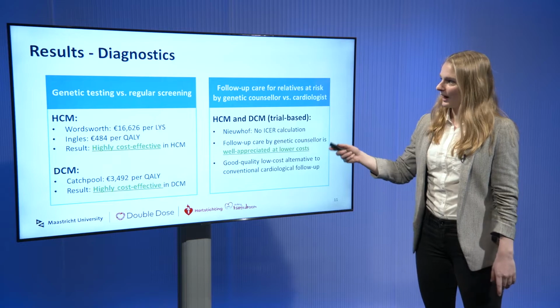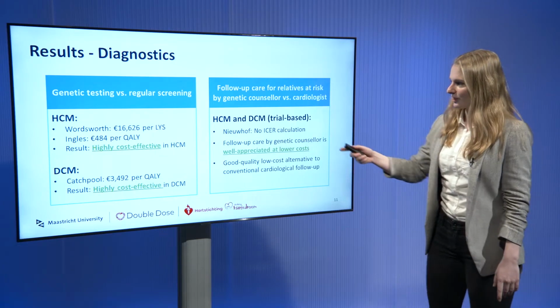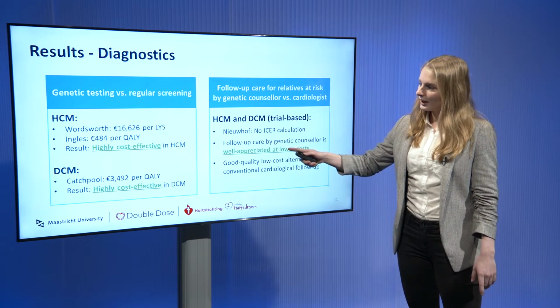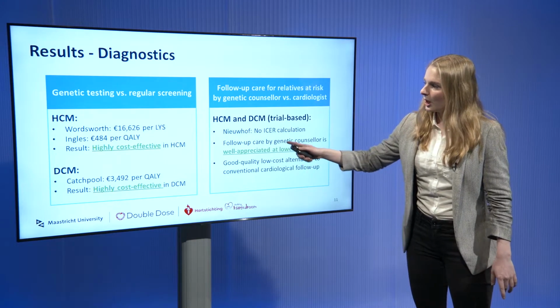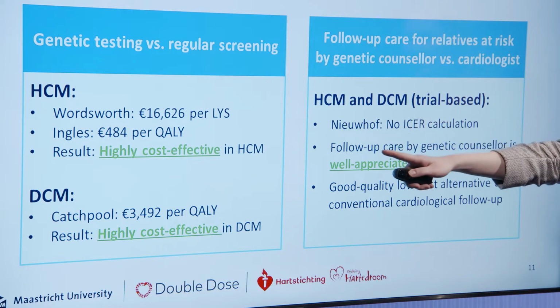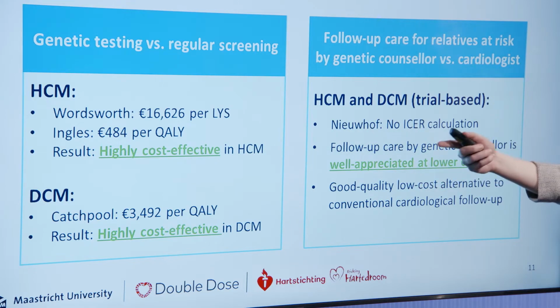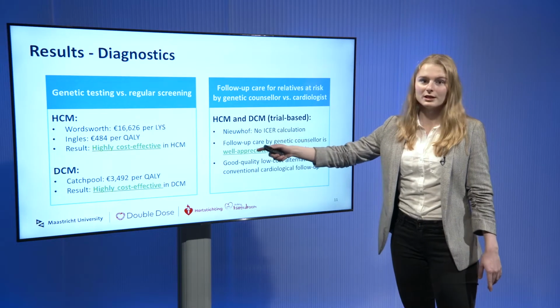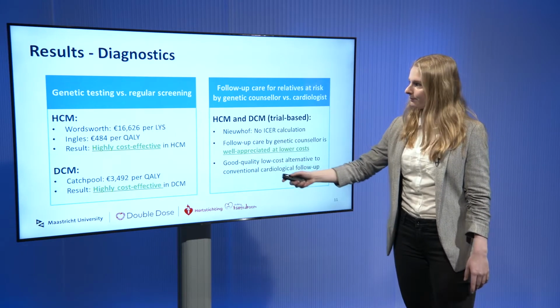And let's start with the diagnostics. So there were studies about genetic testing versus regular screening, and here we saw that the results, so the ICER, was far below the willingness to pay threshold. So here the result is that genetic testing is highly cost effective, and we saw that in both, so in hypertrophic but also in dilated cardiomyopathy.